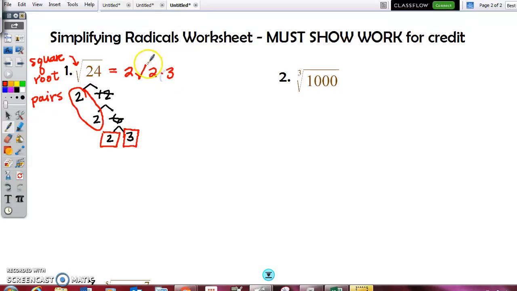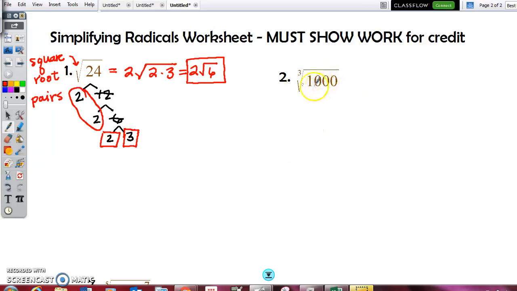And if there's more than one thing, then you multiply them together. So if more than one pair comes out, you multiply them. If more than one loner stays in, you multiply them. So we have final answer, 2 square root of 6. There it is. There's the answer.